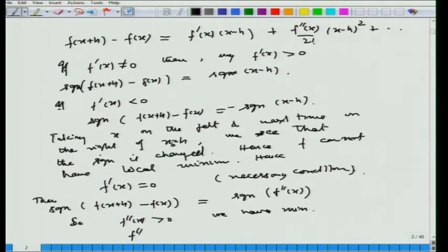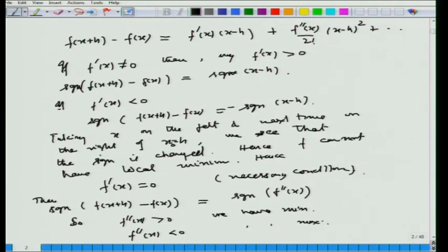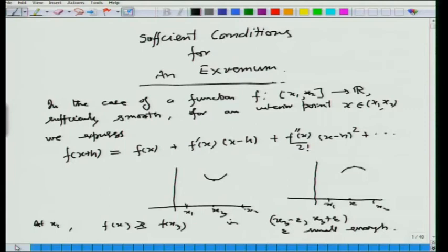If f double prime x is negative, then we have a maximum, because in this case you should have a situation like this. In the case of a maximum, the function should be like this. Let us say this is x 3. So x 1 and x 2 are the boundary points of the interval, and x 3 is an interior point. That is what should happen here. And in the case of a minimum, you should have f double prime at x positive.